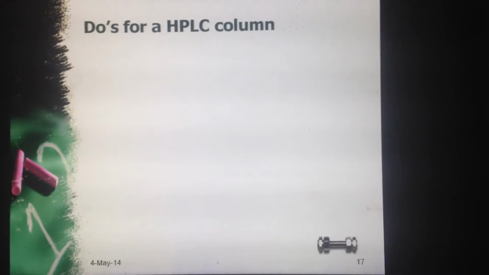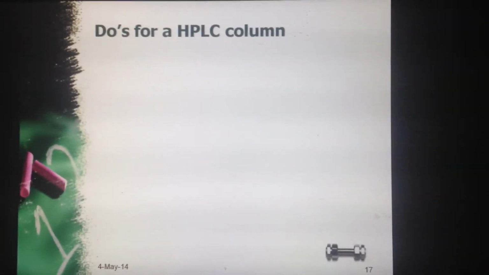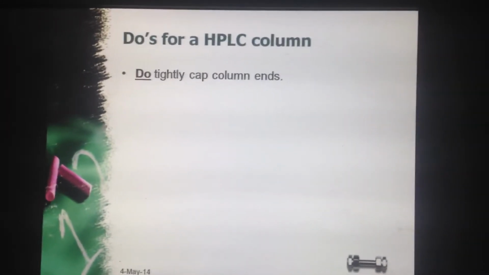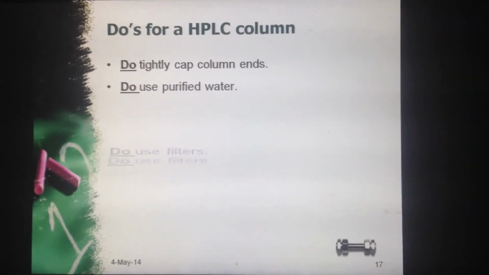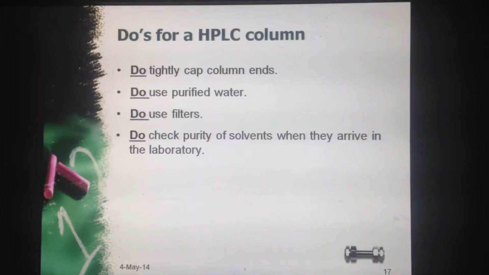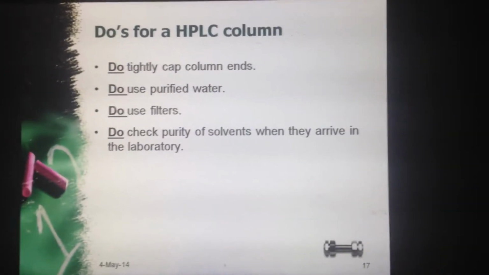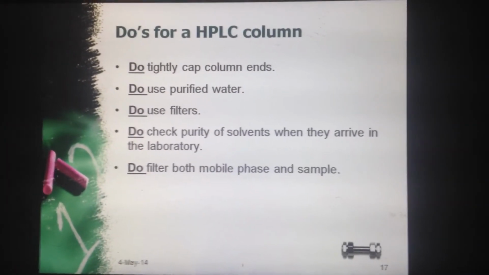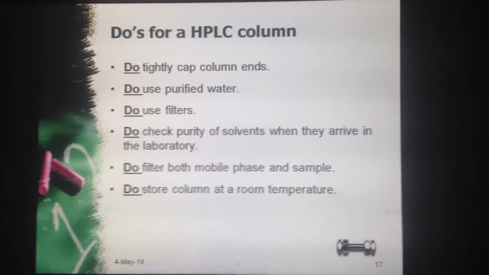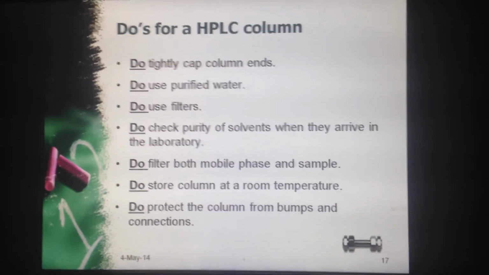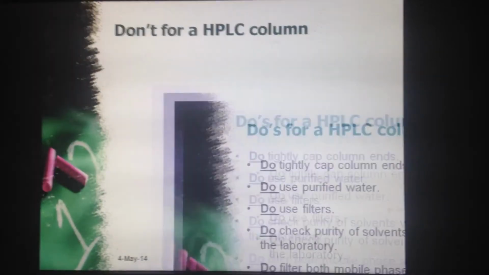Now what are basically the summary of the presentation? Do's for the HPLC column. First is, do tightly cap column ends. Do use purified water. Do use filters. Do check the purity of solvents when they arrive in the lab. Do filter both mobile phase and sample. Do store column at a room temperature. Do protect the column from bumps and connections.